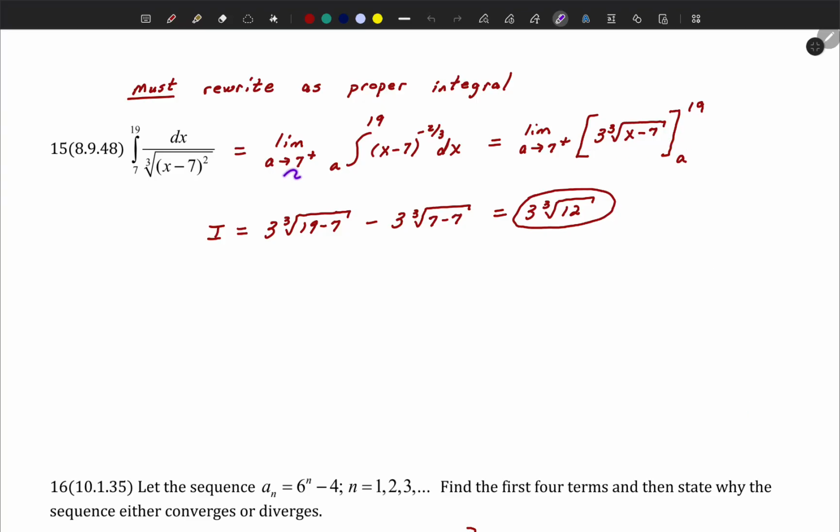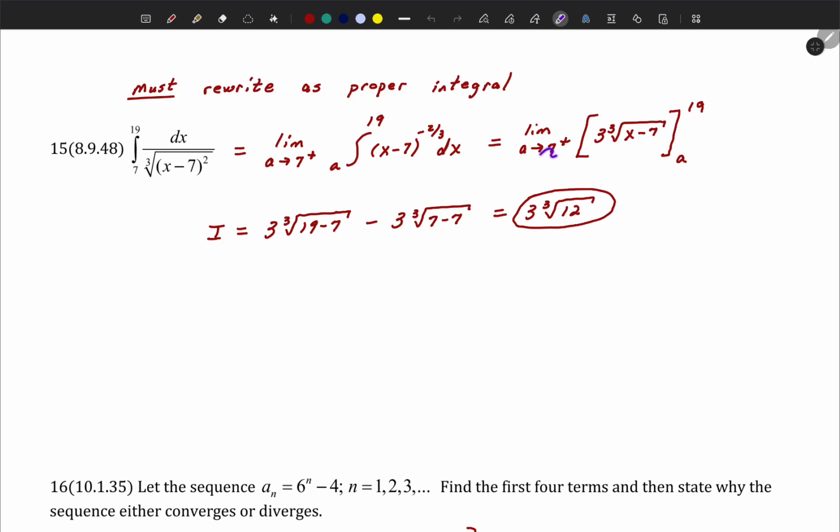And please do keep in mind, you have to keep that limit in every step until you can physically plug an a in for x and a 7 in for a. So you say, okay, I'll have the limit as a approaches 7 from the right of 3 on the cube root of x minus 7 evaluated from a to 19. When I evaluate at the upper limit, I can just plug a 19 into that, and it'll be 3 on the cube root of 19 minus 7. That's going to be 3 on the cube root of 12.